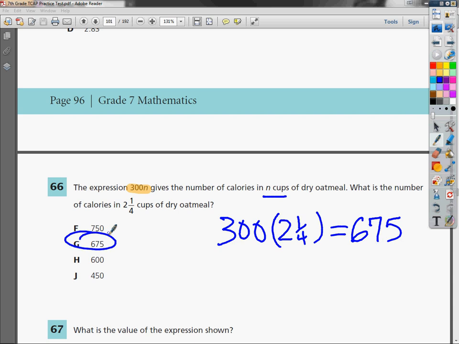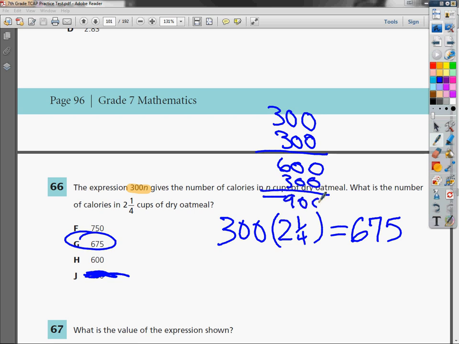You could also use your brain a little bit here. With 2 1/4, if I have 300 and there's two of those, the minimum amount it could be is 600. So this 450 thing is out. If I did another 300, it would be 900, so it couldn't be any more than 900. The only choices that make any real sense, since I have 2 1/4, would be F, G, and H. And since 600 is exactly 2 cups and I have 2 1/4, that's out as well.